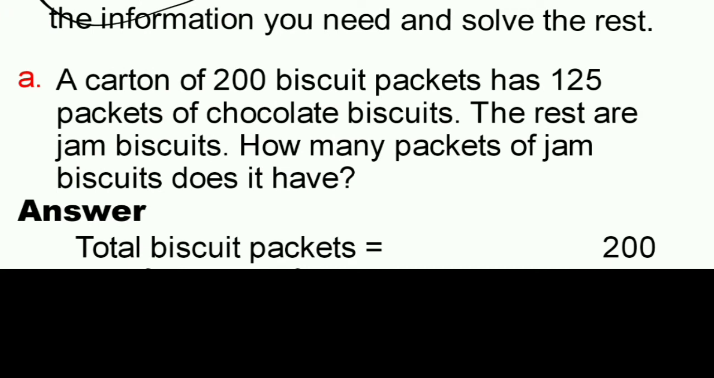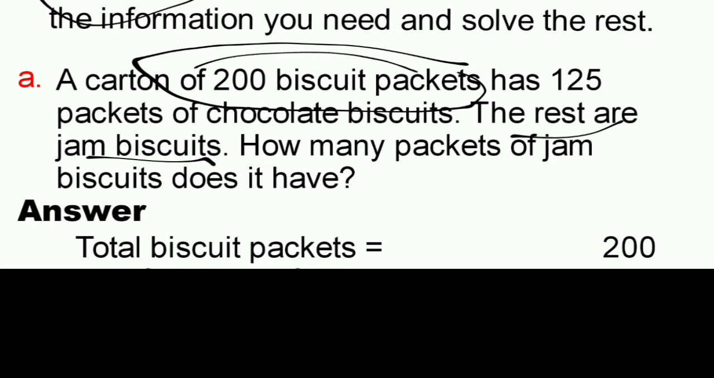A carton of 200 biscuit packets has 125 packets of chocolate biscuits and the rest are jam biscuits. How many packets of jam biscuits does it have? So in total in a carton 200 biscuit packets are there. Out of 200, 125 packets are chocolate biscuits. So it means the rest are jam biscuits. Rest means the left part.